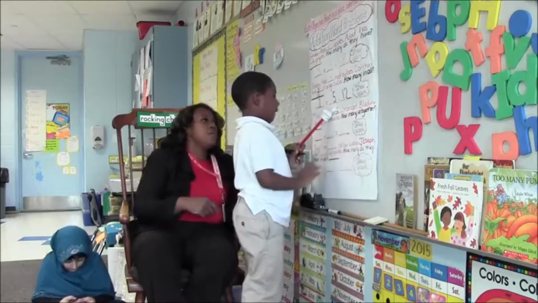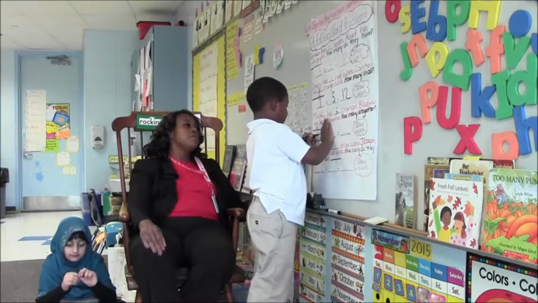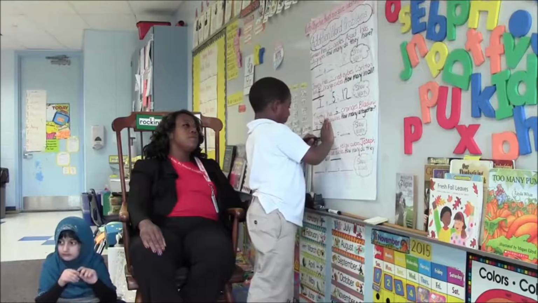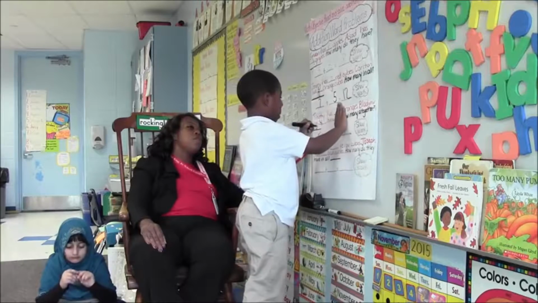9. So the first number is 5. Can you write that number 5 right there, Timothy? And our second number, Timothy, is 4. Can you write the number 4 right there?